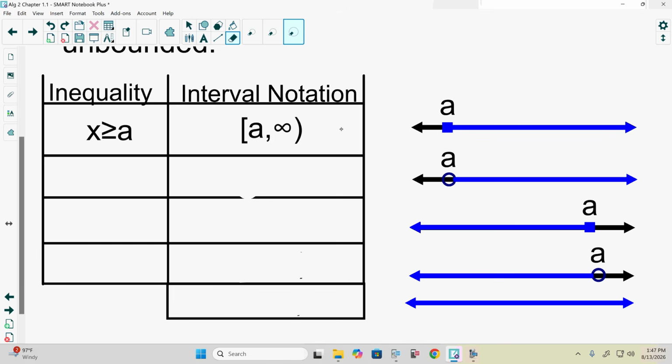Now, if it's not equal to it, if x is just greater than a, we would have a similar interval notation, but instead of having a bracket, we're going to have a parenthesis. Because bracket says that it's equal to that value of a, parenthesis says it's not. It just has to be bigger than it.